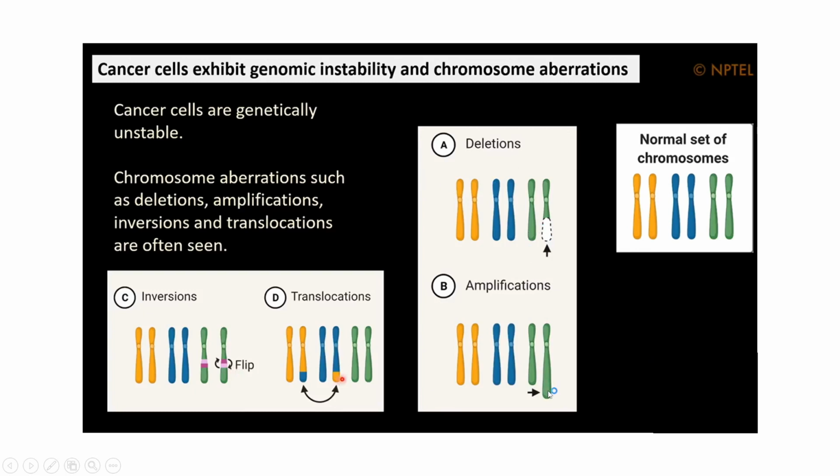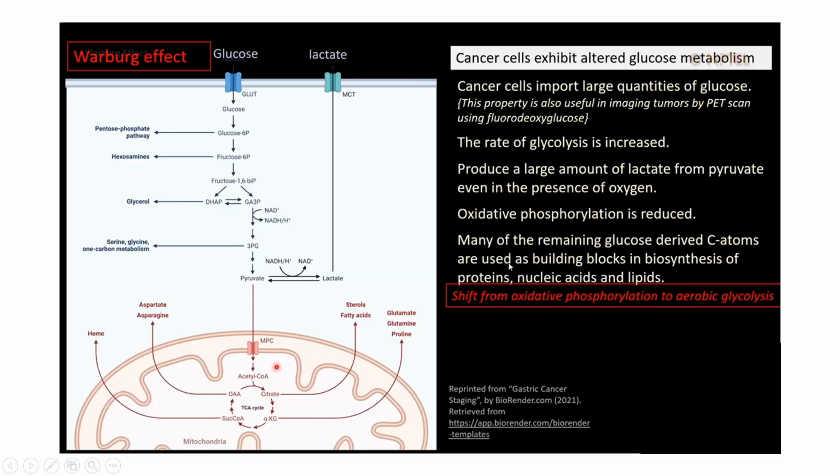Amplification of certain oncogenes, certain genes which help in the activation of tumor: the amplification of these genes will lead to abnormal production of that protein, which further leads to disease development. So these are the chromosomal rearrangements and modifications which occur in the chromosome due to which there is a development of cancer.